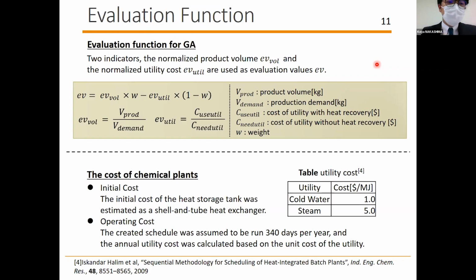Your question is how to determine the parameter of W. So product volume and the utility cost you have combined using weights W and 1 minus W, isn't it? In your equation. Instead of W, we could have solved them separately in a multi-objective fashion.